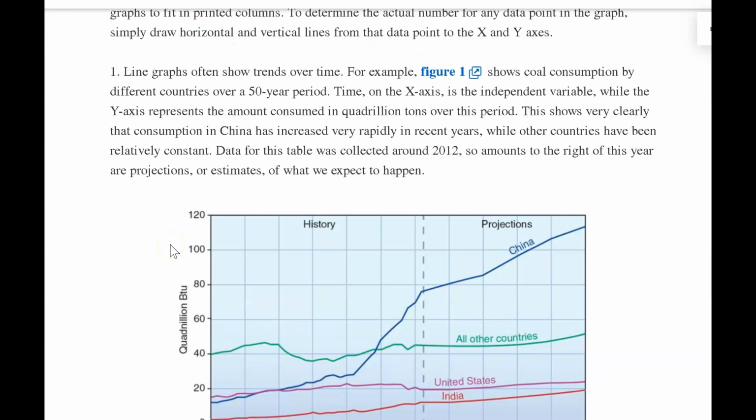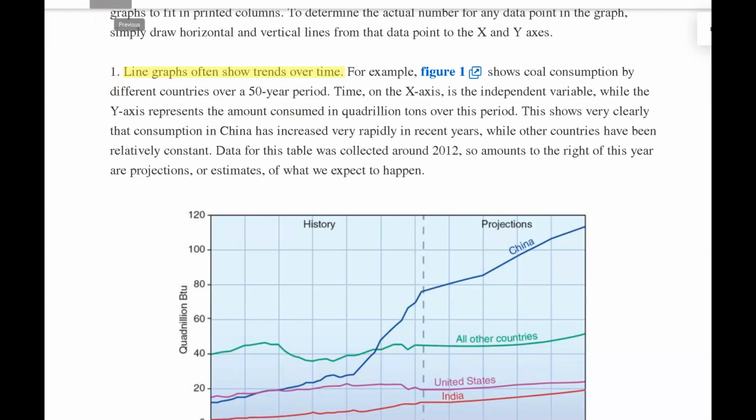All right, so let's take a look at the main types of graphs. So the first graph that we are going to review is so-called line graph. Okay, so there will be different examples of line graphs. So for example, this particular graph, which is in figure 1, shows trend over time, right? So this particular graph, figure 1, will show coal consumption by different countries over 50 years period. All right, so let's take a look at this graph.